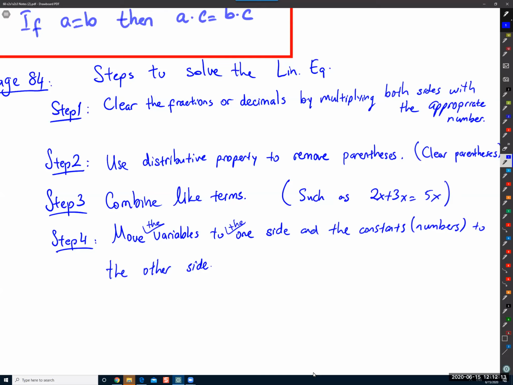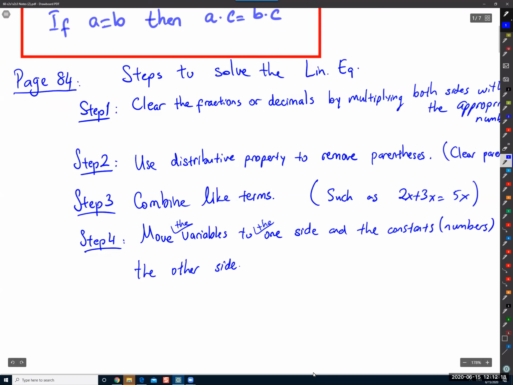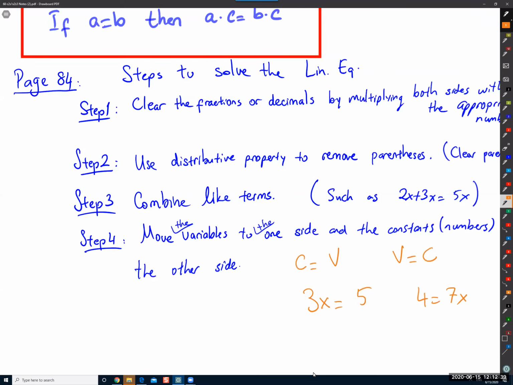The other side. I'm going to show you that step in the example. I make it look like C is equal to V or V is equal to C. That's how it's going to look at the end of this step. It's going to be 3x is equal to 5, where one side is just a variable and the other side is just a number, or like 4 is equal to 7x. I'm going to erase those. It's just a brainstorm. That's why I call it V is equal to C or C is equal to V: constant is equal to variable or variable is equal to constant.